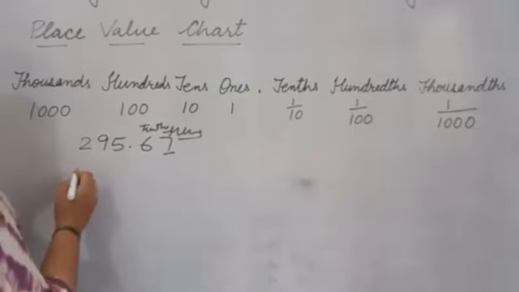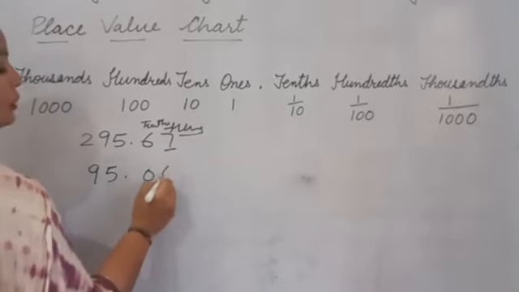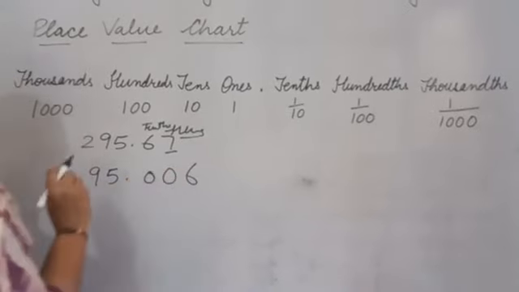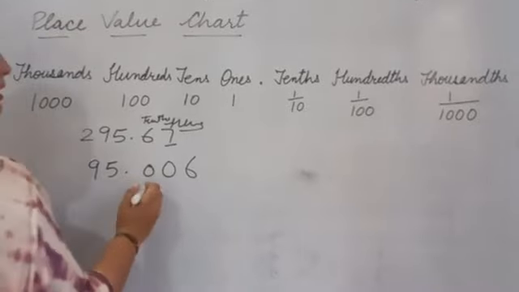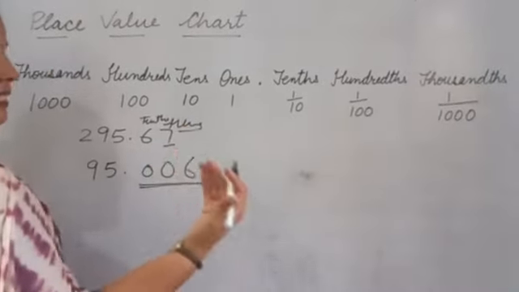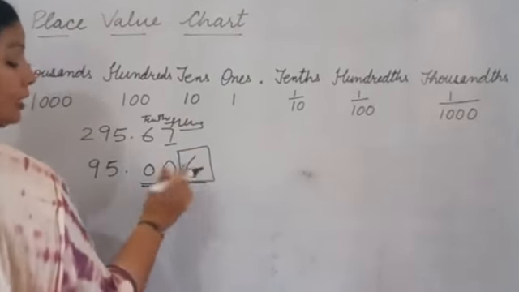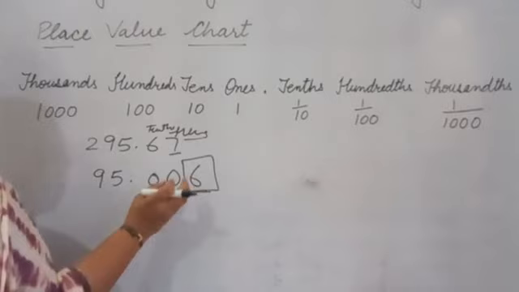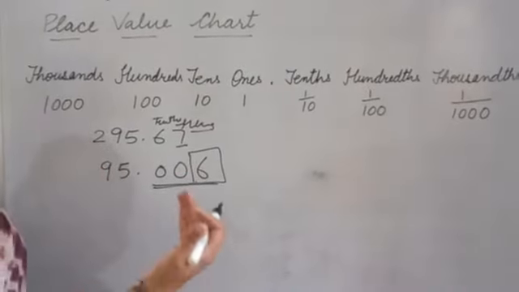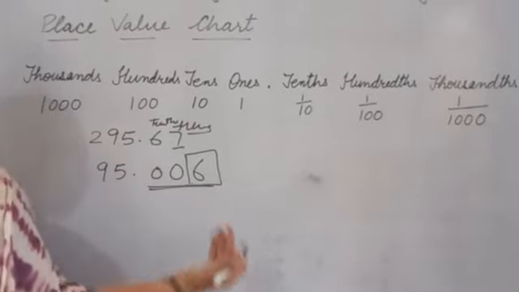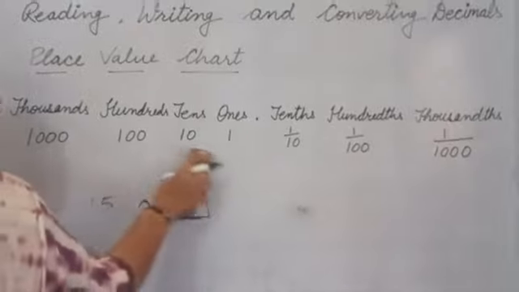Suppose we have 95.006. What will we speak? 95 and what is this? 006 means only 6. In which place is that 6? You have to see which is the last place. That is thousandth. So we will speak 6 thousandth. So like this we have to read and write.